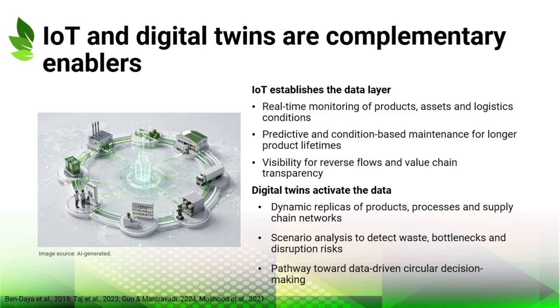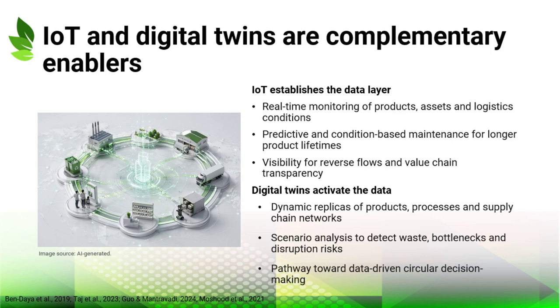This slide shows the complementary relationship between IoT and digital twins. IoT establishes the data layer. It captures information about product condition, asset performance, logistics status, and environmental conditions. This is essential for circular supply chains because managers need visibility into products during use and after return. Digital twins activate this data by turning it into a dynamic model of the physical system. A twin can support simulation, scenario analysis, and operational decisions.